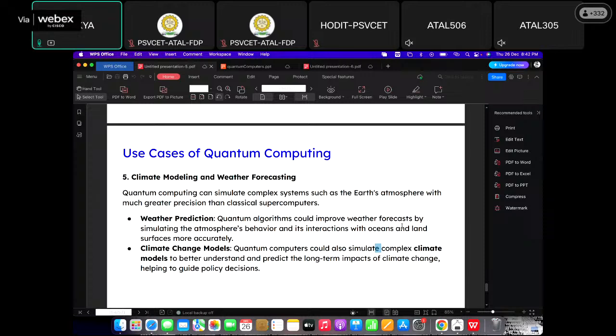Second one, climate change models. Quantum computers could also simulate complex climate models to better understand and predict the long-term impact of climate change, helping to guide policy decisions. So I'll show you some white papers, some learning resources.